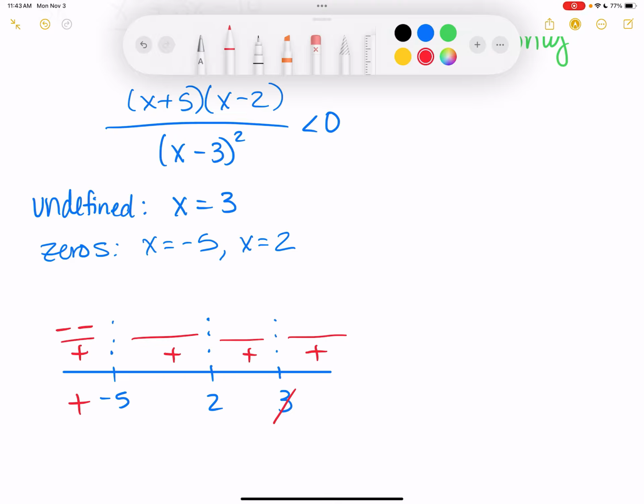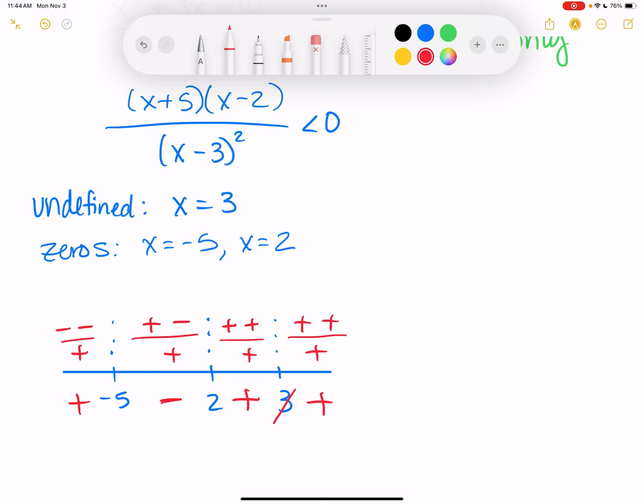What number do you want to choose in here? 0. What happens on top when I plug in 0? Positive, then negative, so negative. That whole area is negative. Over here, 2.5. What happens if I use 2.5? Positive, positive, so that whole area is positive. And then what about over here? 10. What happens if I plug in 10? Positive, positive, so that whole area is positive.